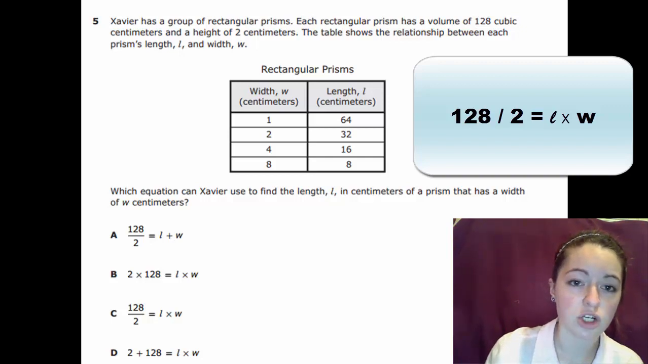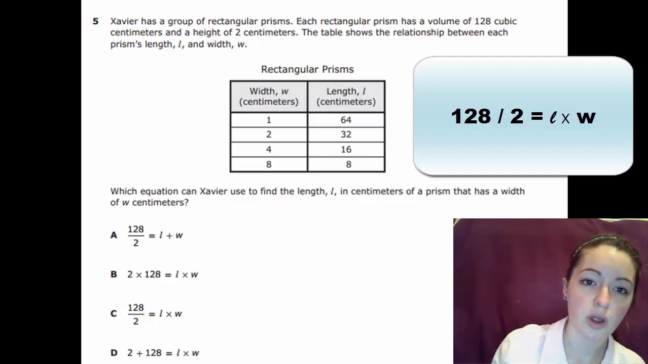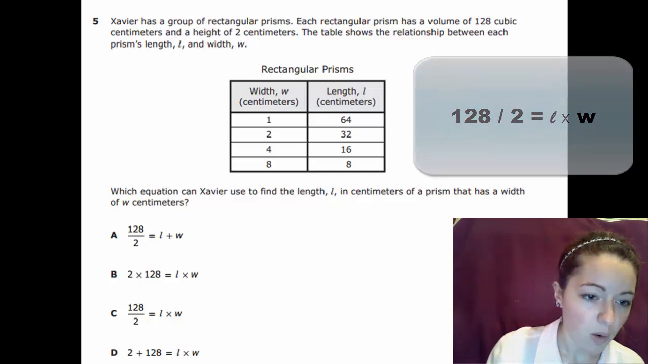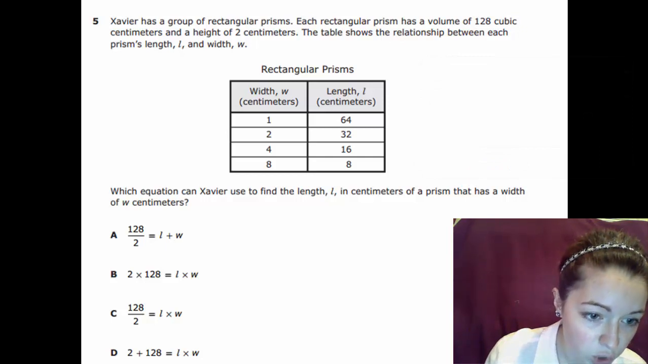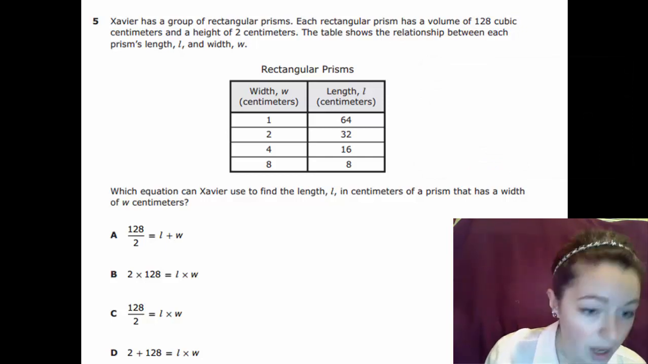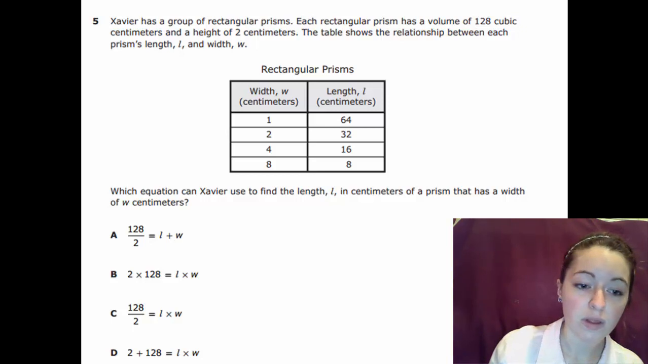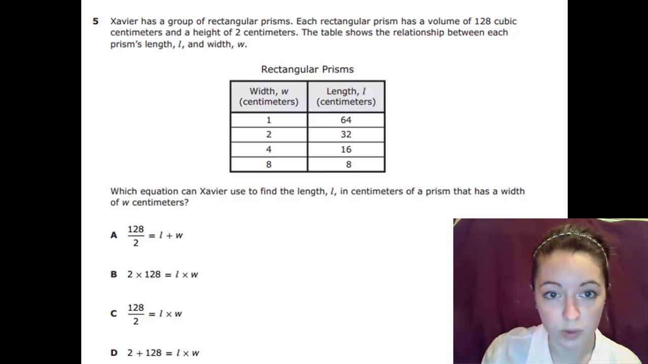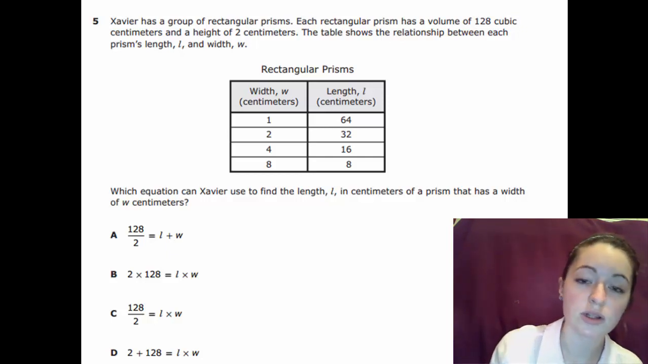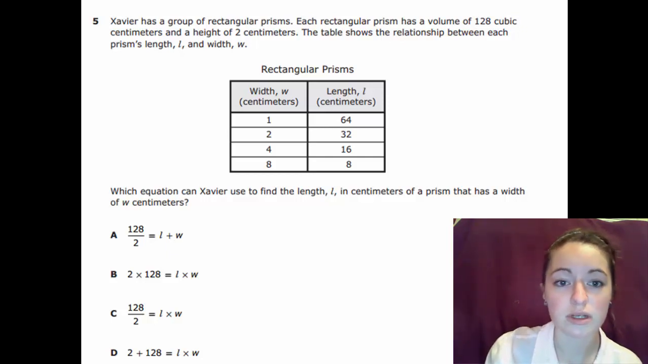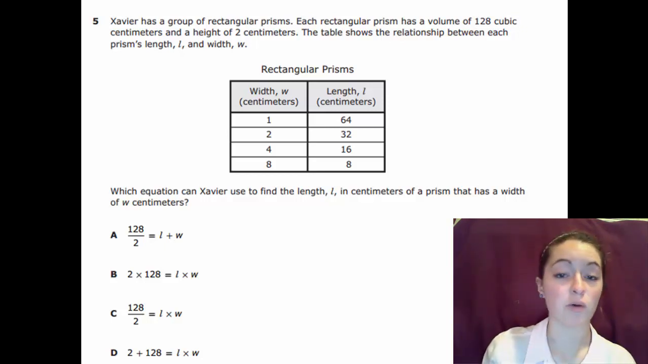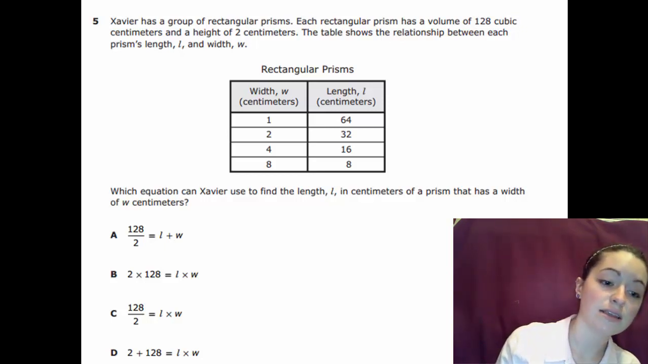Now let's check it with our chart. Let's choose a width of 2 and a length of 32. Now, 128 divided by 2 is 64. Now, does 64 equal length times width? And the length and the width that we chose were 32 and 2. So let's multiply those together. 32 multiplied by 2 equals 64. So 64 equals 64, and that would be correct. So answer choice C is our answer.